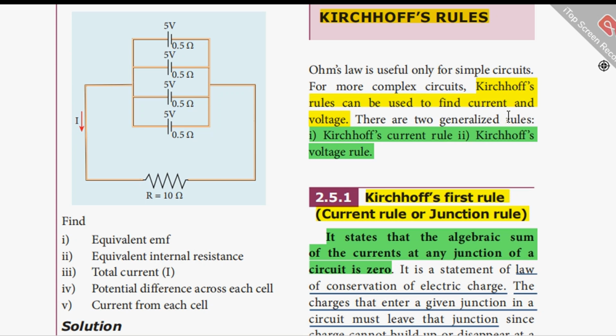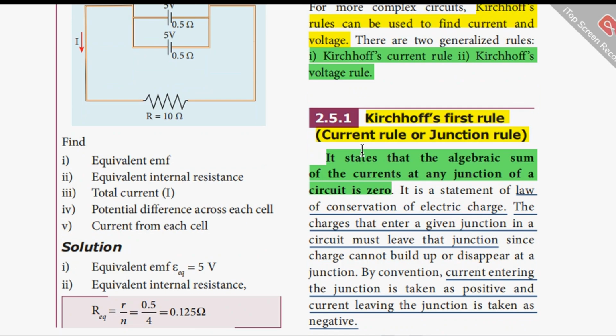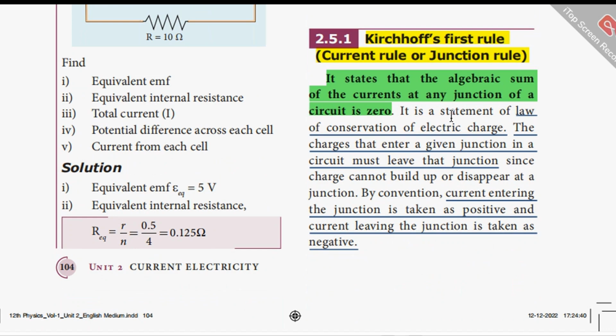There are two generalized rules of Kirchhoff. They are called Kirchhoff's current rule and Kirchhoff's voltage rule. First, let us consider Kirchhoff's first rule, which is also called the current rule or junction rule. It states that the algebraic sum of the currents at any junction of a circuit is zero. And it is a statement of the law of conservation of electric charge.